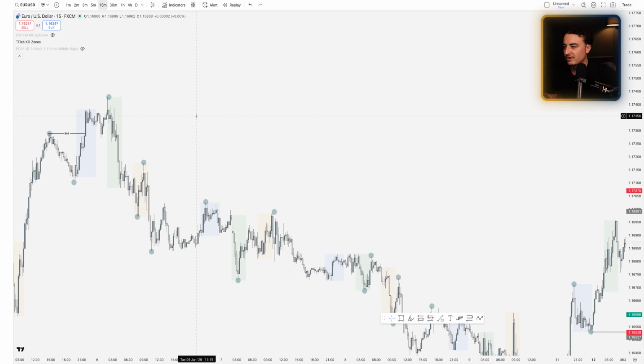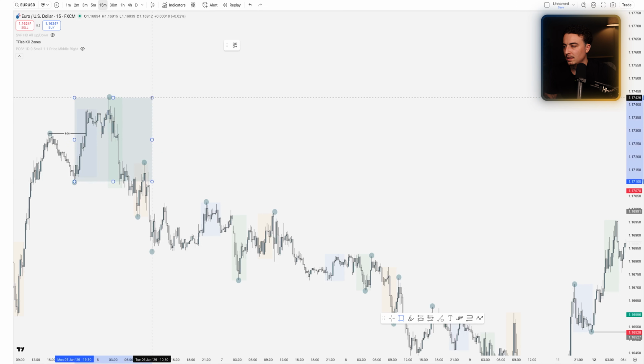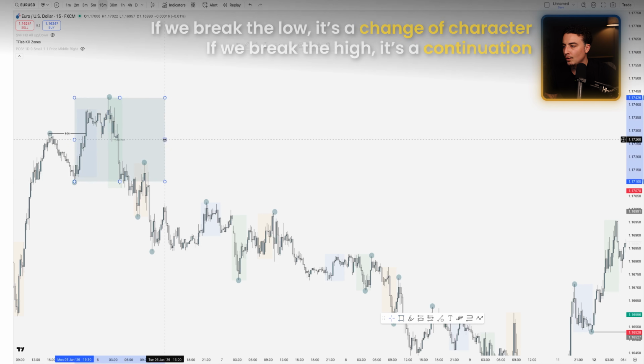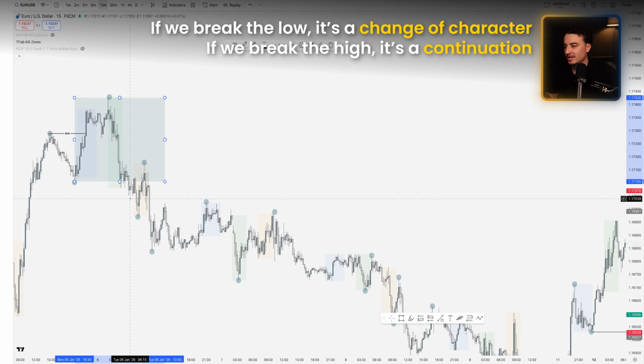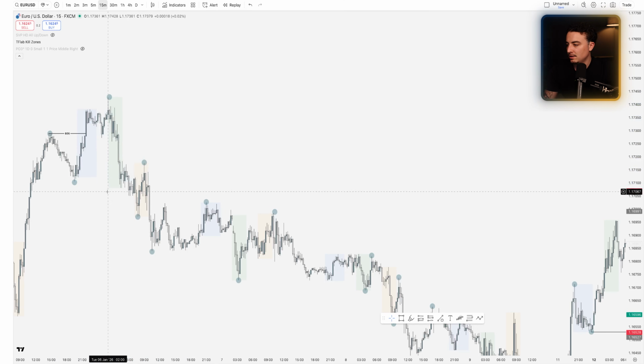So this is just a breaker structure. Now, if we were to use the box method that I just mentioned, we would go from this low that put in the high and drag this across. Only if we break out of the low is that a change of character, and if we break out of the high, it's a continuation. So what actually happens? Well, we break the low, okay? So we have an actual change of character here. This is a change of character. We are going from bullish to bearish, right? We've just gone from bullish to bearish.